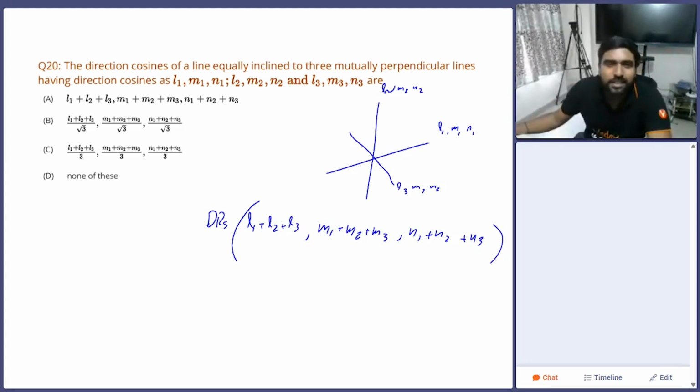Is the magnitude equal to 1? It doesn't look like it, right? And I can see that in all the options they have kind of dealt with this itself.